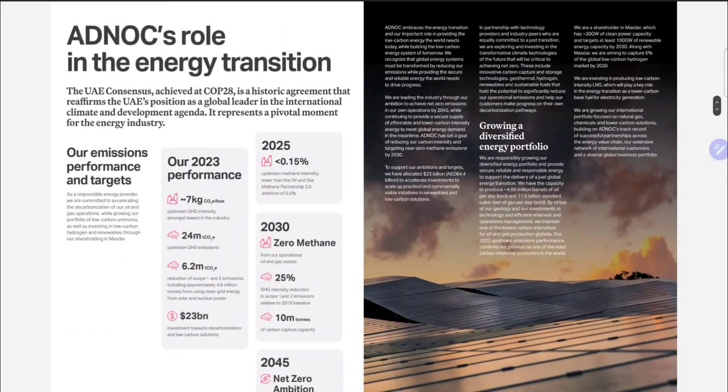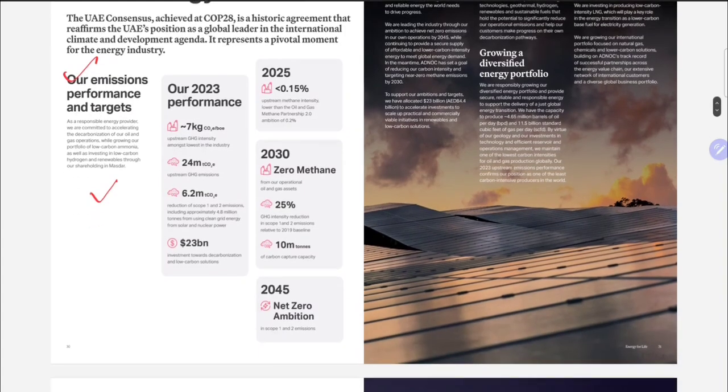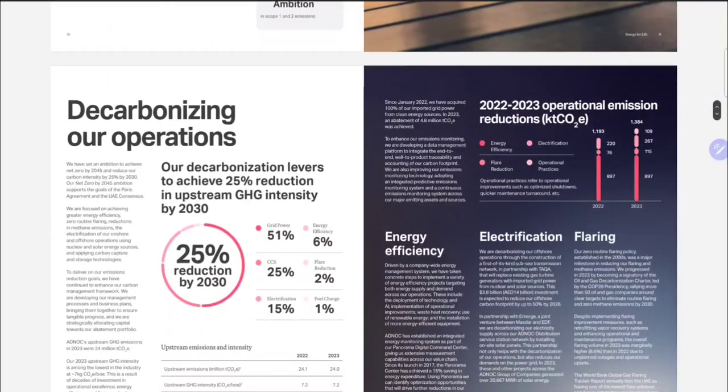Then ADNOC's role in the energy transition, again emission performance and targets. That information is available here. You can see the 2023 performance, 2025 targets, 2030 targets and 2045 targets are also given here.